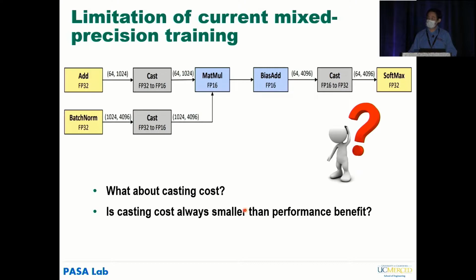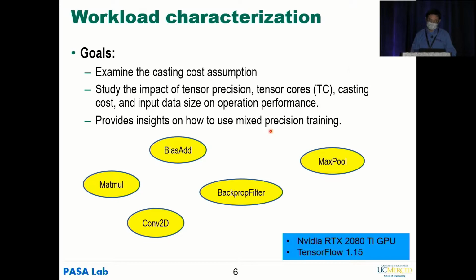Then we ask ourselves, is that true or not? To answer this question, we did extensive test profiling, and we're trying to characterize those operators in the machine learning framework. We're trying to study the impact of tensor precision, tensor cores, or TC, casting cost, and input data size on operation performance. And in our paper, we have a long list of those profiling results. Please feel free to go into the paper and look at them.